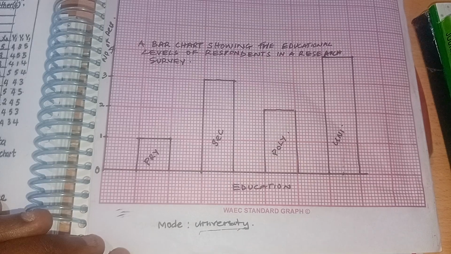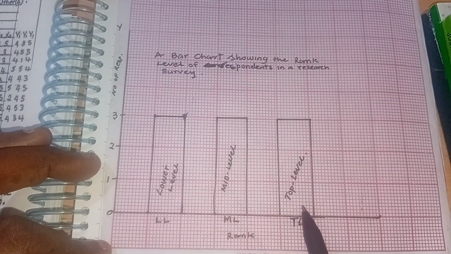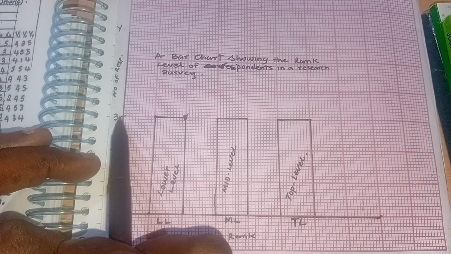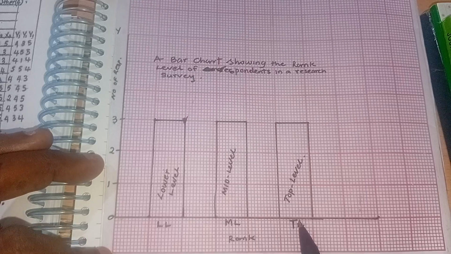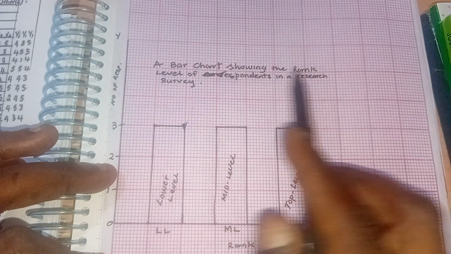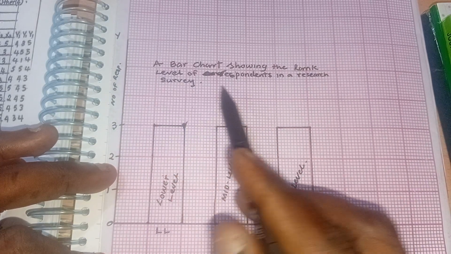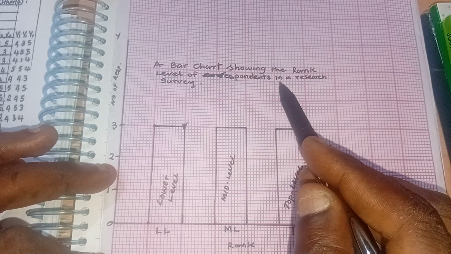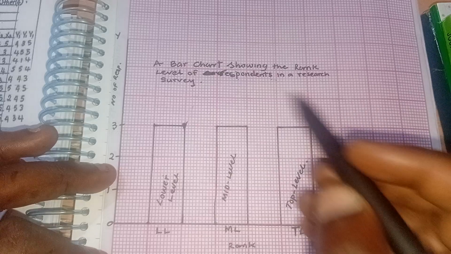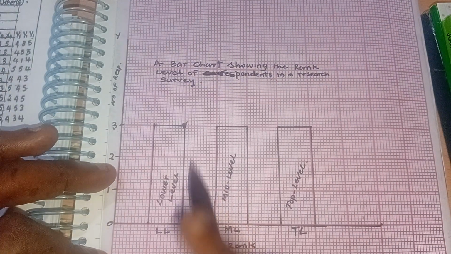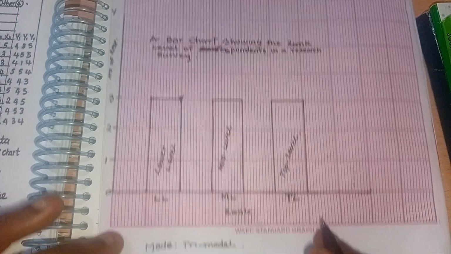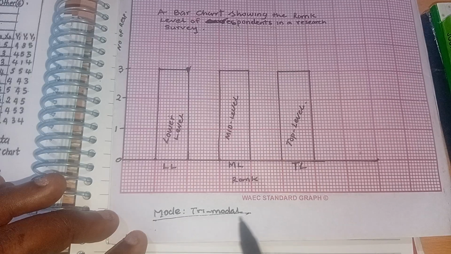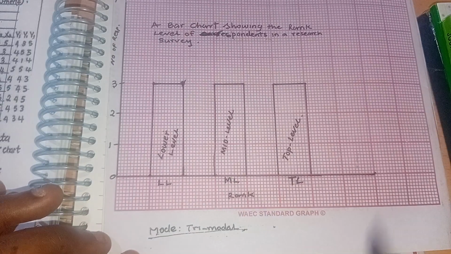But if you look at the other bar chart, all the levels have the same number of respondents. So this is a bar chart showing the rank level of respondents in a research survey. Please, I've corrected this in the last video. I wrote correspondent instead of respondents, so it's been corrected. All right, thank you. Now, here we have trimodal. We have a trimodal, okay?